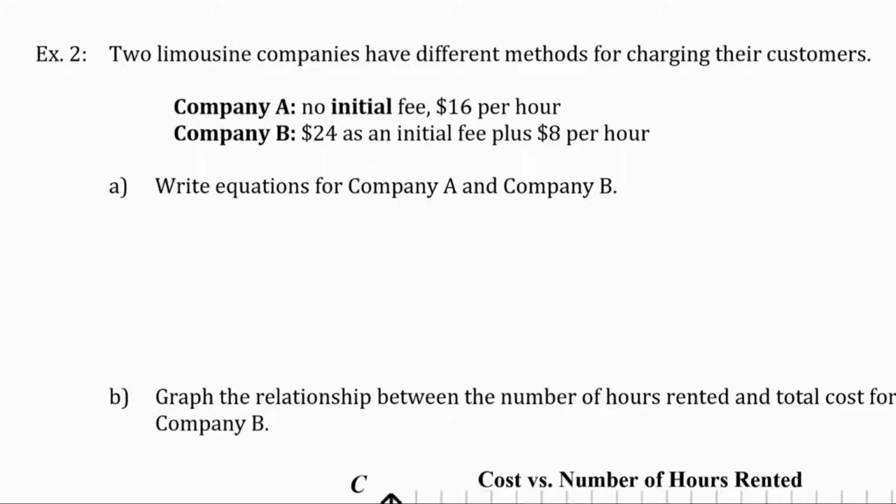Okay, and I think we did talk about this at one point briefly. This one starts cheaper up front, but it's more each hour. This one is more expensive up front, but cheaper per hour. So there's a relationship here, and depending on how long you're going to rent this thing, you might pick one of these companies over the other, and that is how the real world works. Often you have competing companies, and you have to decide which one is going to be best for you.